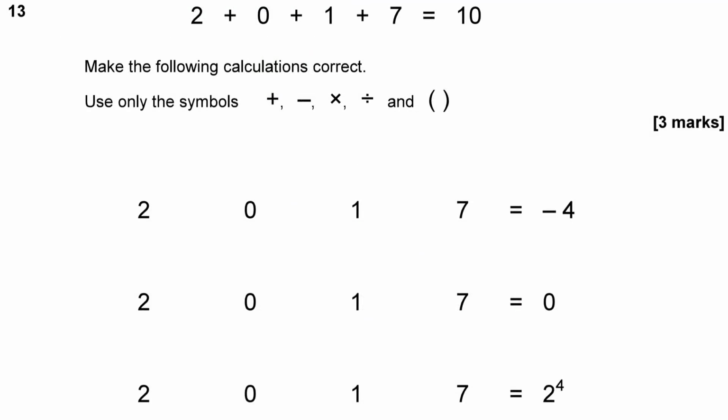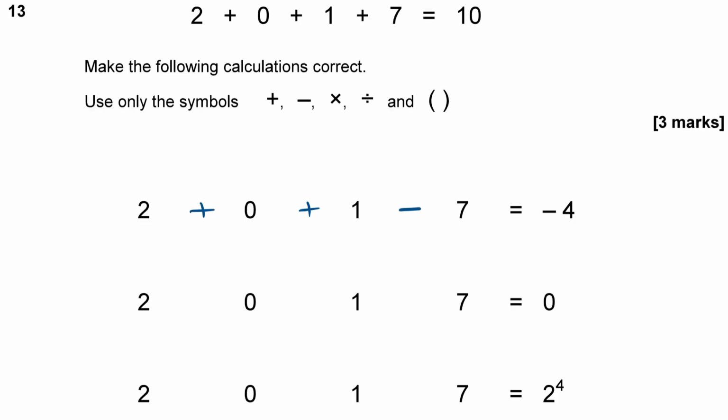Question 13. 2 plus 0 plus 1 plus 7 equals 10. Does it? No. Make the following calculations correct. Use only the symbols plus, minus, times, divide, and the brackets. So I've got 2, 0, 1, and 7, and I'm aiming for the number -4. Okay, so if I add 2 plus 0, I've got 2. If I add on another 1, I've got 3. And if I then take away 7, 3 subtract 7 is going to give me -4. Okay, so that one's done.